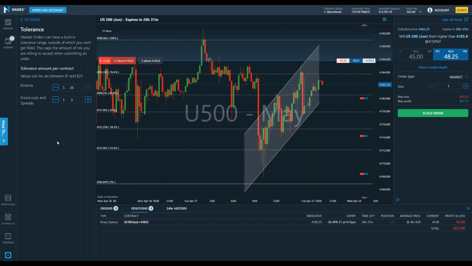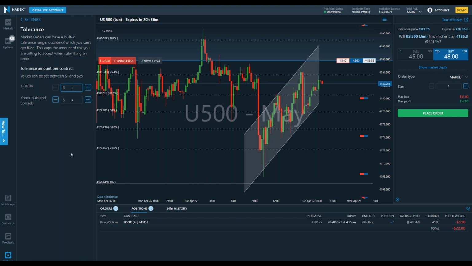So if you set it to the maximum of 25, if I tried to buy at 48, it would go to 63 at the maximum. I would never get filled at 80. It wouldn't let it ever happen. The maximum you could set it at is $25. But even then, if I tried to buy one at 48 and I got filled at 63, I might not be very happy. But it would happen if I set my tolerance level to 25.